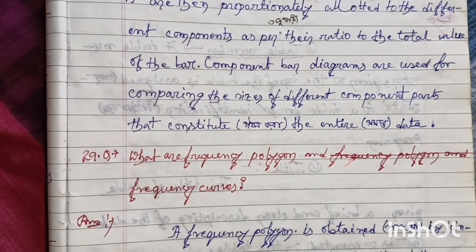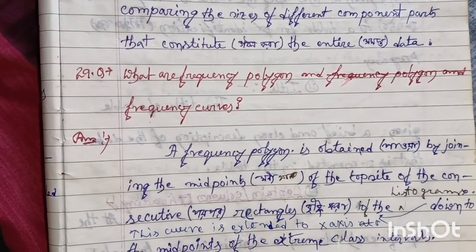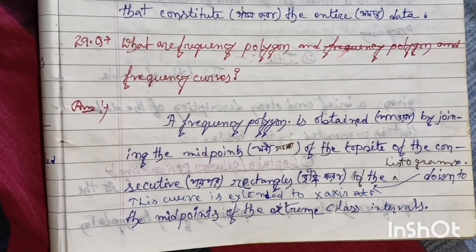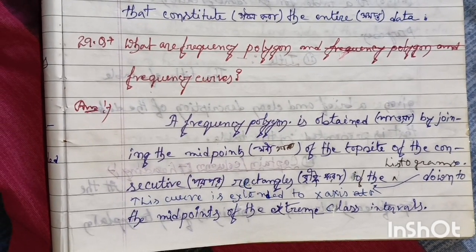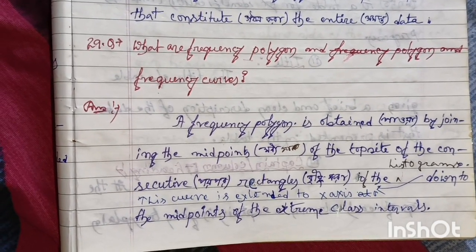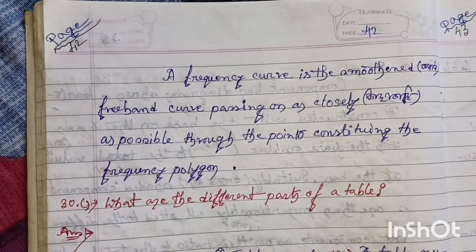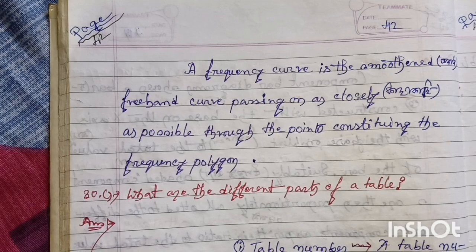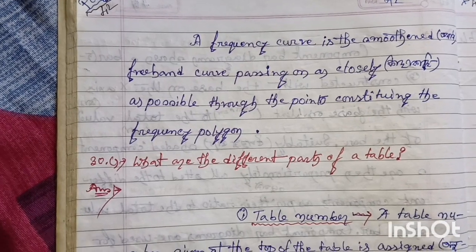Question number 29. What are frequency polygon and frequency curves? A frequency polygon is obtained by joining the midpoint of the top side of the consecutive rectangles of the histogram. This curve is extended down to the x-axis, to the midpoints of the extreme class intervals. A frequency curve is the smooth and freehand curve passing as closely as possible through the points constituting the frequency polygon.